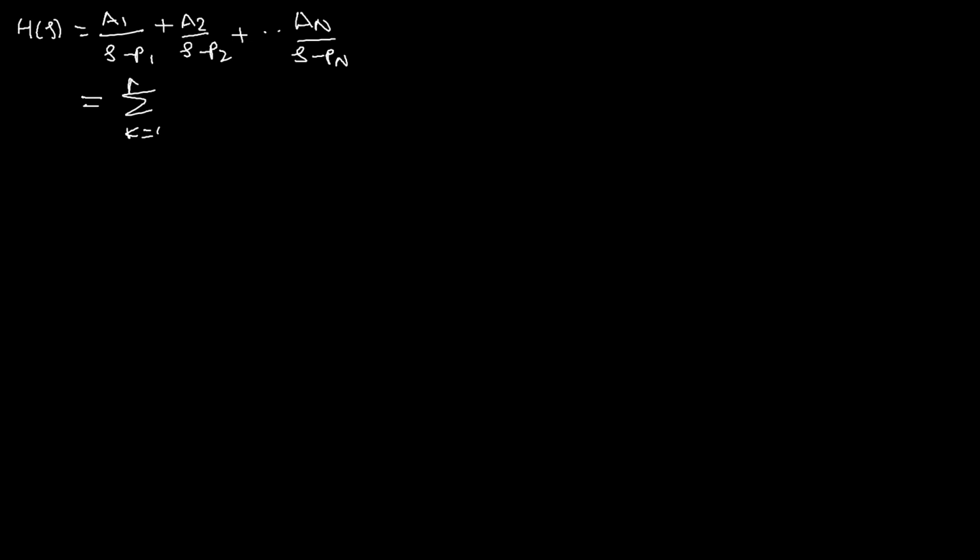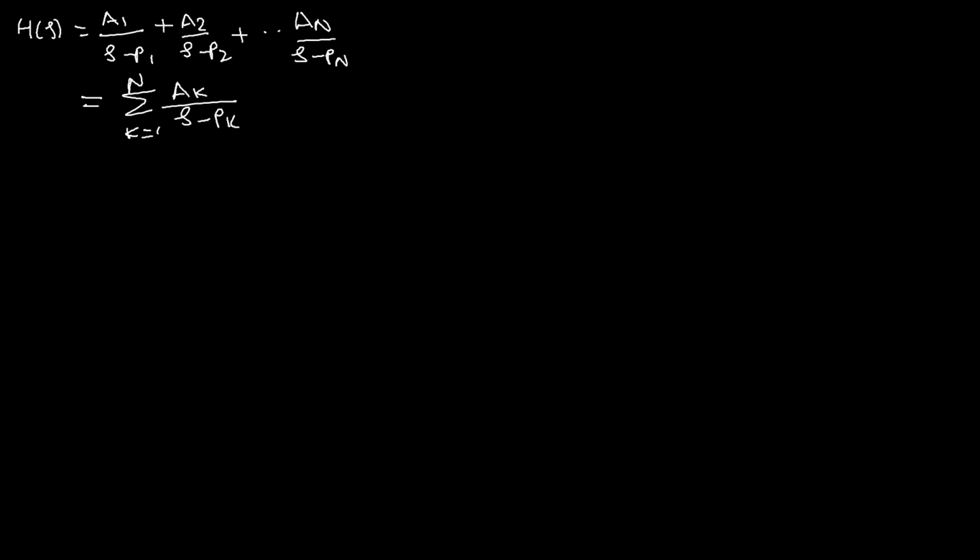Let us assume you have an analog transfer function H(s). H(s) is A1 by (s minus P1) plus A2 by (s minus P2), and so on, up to An by (s minus Pn). So this is an nth order analog transfer function. I'll write it in a simple form using summation, k equal to 1 to n, Ak by (s minus Pk).